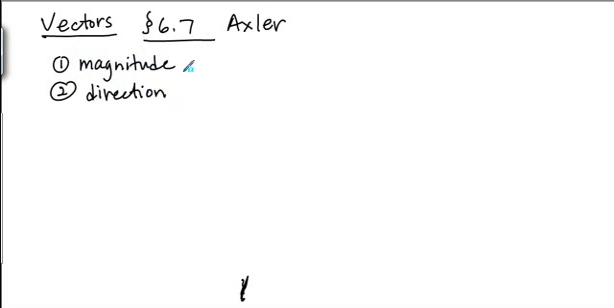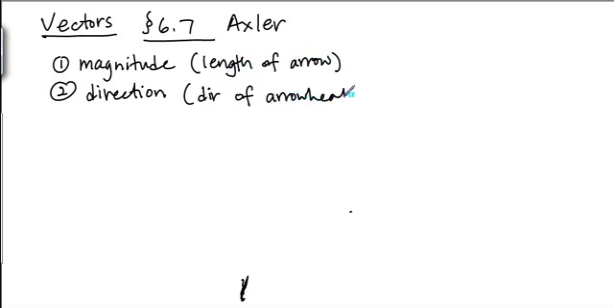We usually define a vector, or draw a vector, using an arrow, and the magnitude is the length of the arrow, and the direction is the direction of the arrowhead. We write vectors with a little arrow on top. So if I have vector u, I'm going to write it like this, but in your book they just have it in boldface.